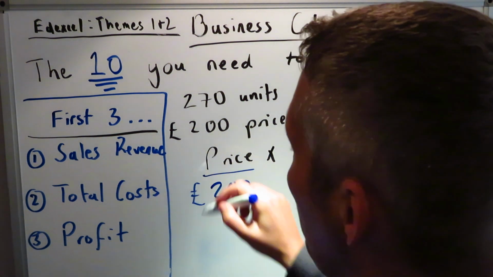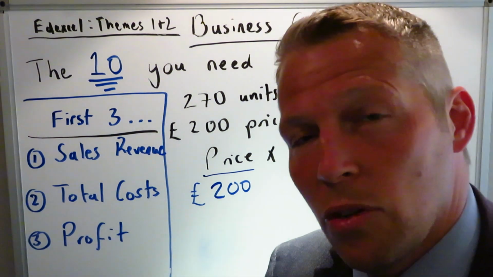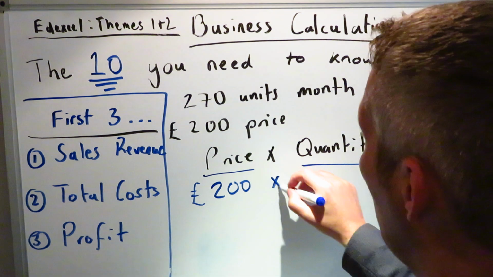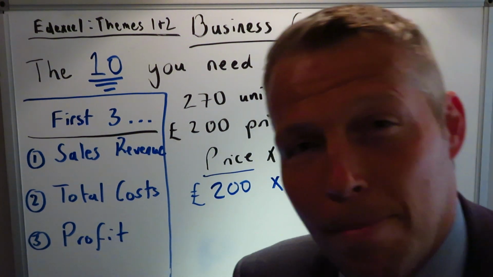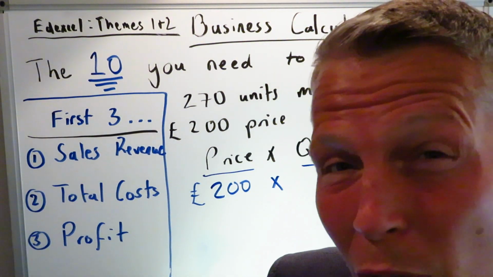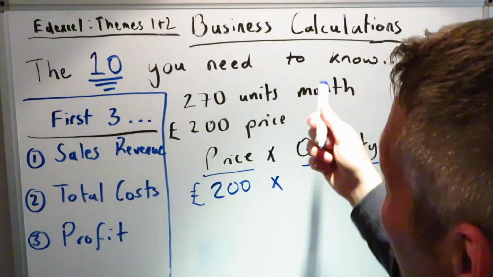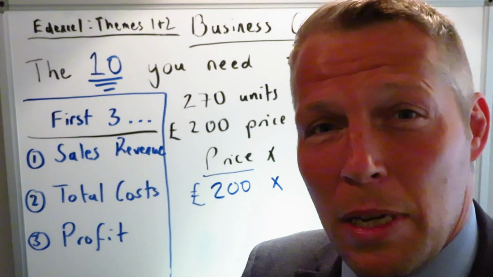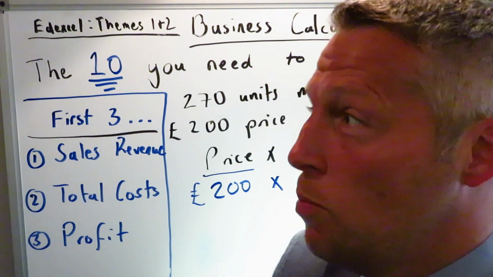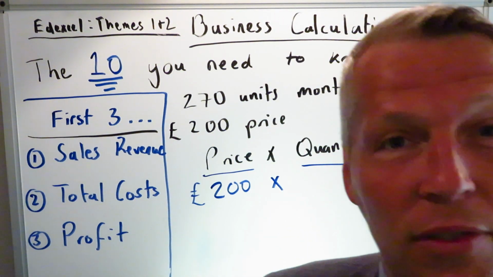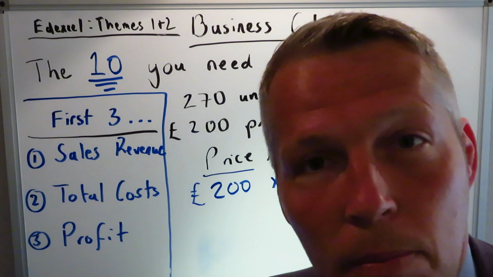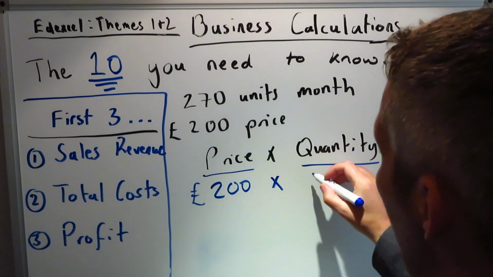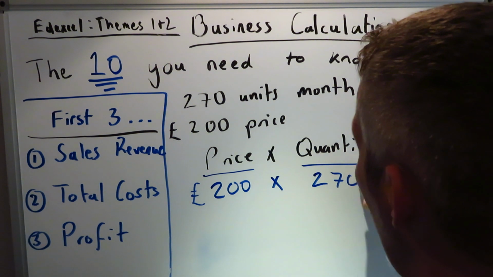You'll notice here I'm putting the pound symbol. I think it's important to make sure that you do that all the time. It's just good practice. And you're going to times the quantity, which again is the amount of units that the business sold. Now this unit could be one t-shirt, obviously at £200 it won't be, but let's say for example it could be bespoke mirrors. It could be a set of table and chairs. Who knows what it could be? It doesn't really matter unless they tell you. And then you've got the quantity in that month is 270.